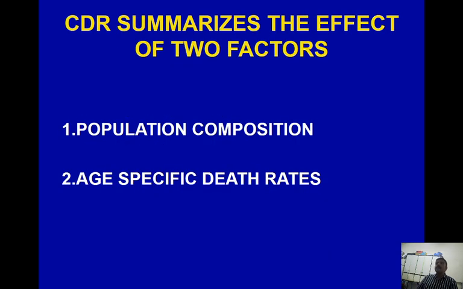So CDR summarizes the effect of two factors: population composition and age-specific deaths. It summarizes; it doesn't give you a breakup of that. Everybody within the population is in it, because we are dividing by the population, and all the deaths at different ages are put in, and the age-specific death rate is also mixed in. Death rate is very high in the older population, and it is also high in the very young population. So these two are also included in the number of deaths.